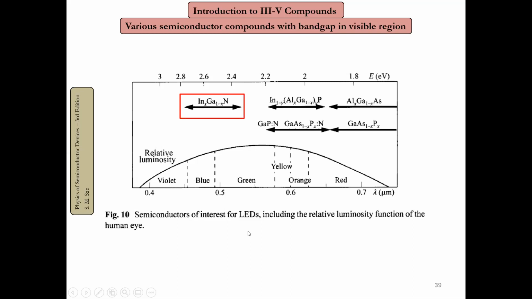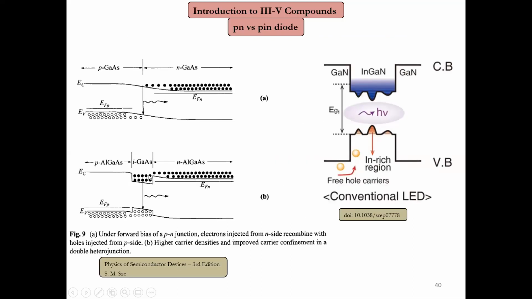Again, in the simplest possible words, we have electrons in the conduction band and holes in the valence band. This is a heterostructure: we have one material, aluminium gallium arsenide, so two different materials. These are the same materials, so this is a homojunction, and this is a heterojunction. Electrons and holes are confined in this very specific region, and then they are allowed to recombine so that we get photons, and this is how we see the emitted light.